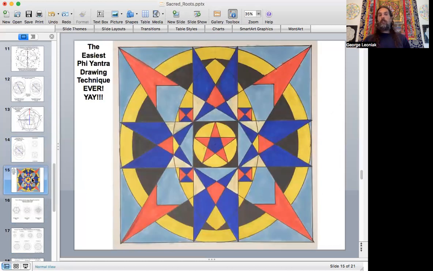Another one that I was super excited for, this is my big color image for this one, and the phi yantra, which I have a video on, discovery of that over 2 years ago, maybe 2 or 3 summers ago now, I'm not sure. But that was a huge expansion in my understanding of utilizing the golden ratio.